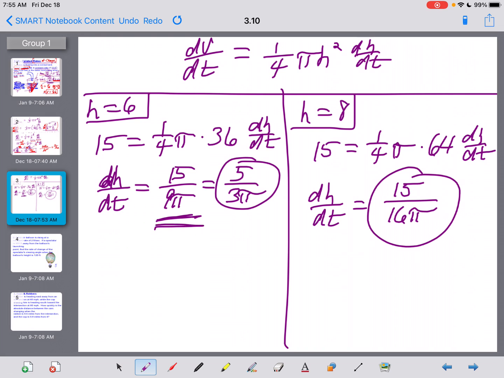And again, look at this answer that we got when the height was 6. Look at this answer we got when the height was 8. As the height increased, dh/dt, the rate at which the water level rose, decreased yet again. So the higher your water level gets, the slower it's rising.